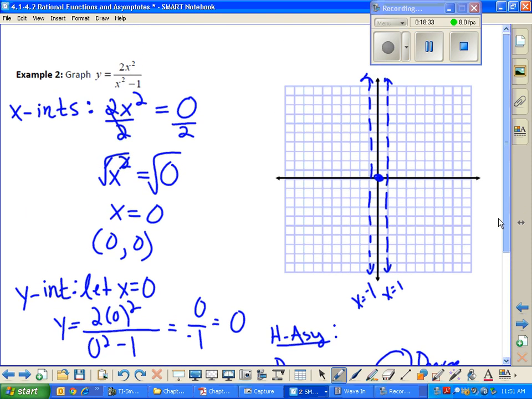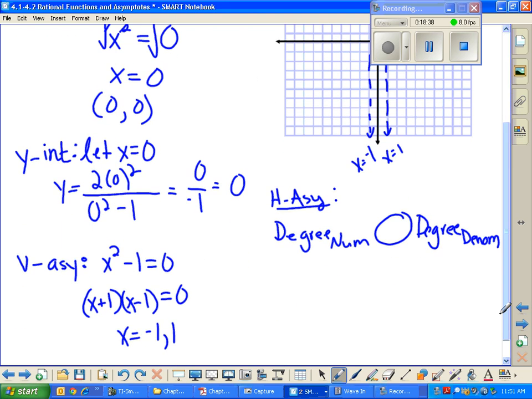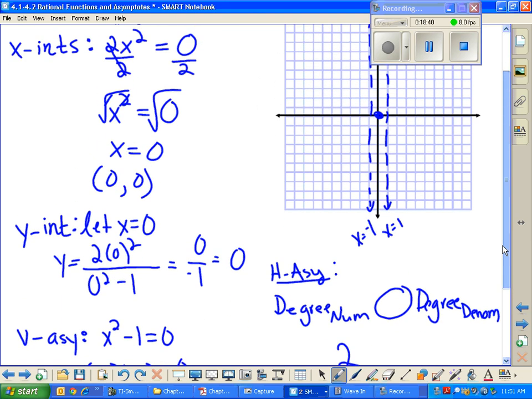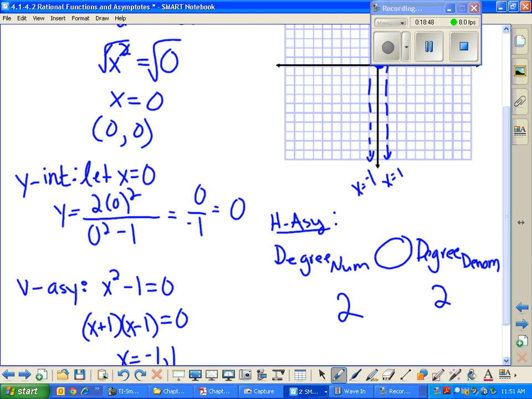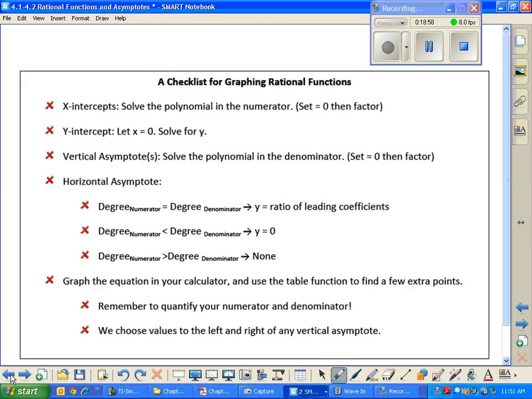So if I look at my function, the largest exponent I see in the numerator is 2. The degree of the denominator, well, the largest exponent I see in the bottom of that fraction is also 2. So what I observe is that the degree of the numerator is the same as the degree of the denominator. So I go back and look at my chart, and the degrees are the same here, which means my horizontal asymptote can be found by just dividing the coefficients out in front.